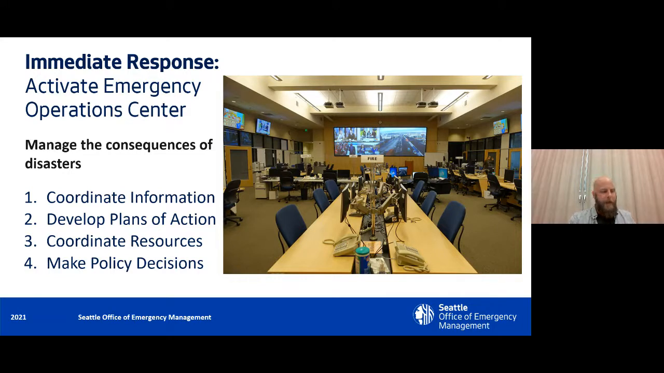But managing the consequences of the disaster is really what we're doing in the EOC. So things that we do here is coordinate information. We take that information and use it to develop plans of action. We coordinate resources, so that would mean coordinating resources both at the city level, but this is really where we're putting those requests in to get resources from the county, from the state, from FEMA, and then also making policy decisions.